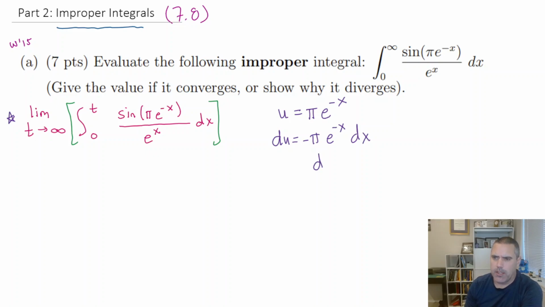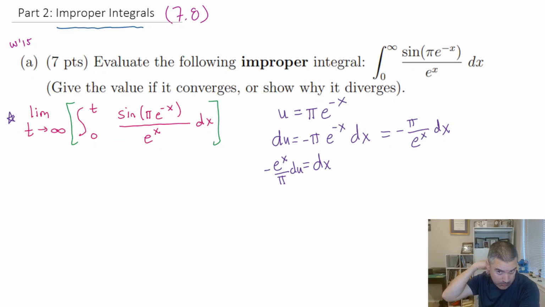Okay, let's solve for dx. dx is going to be negative pi. At some point, I really should rewrite this as negative pi. Negative exponents are fine for derivatives, but tend to lead to confusion when it comes to algebra. As I was about to make a mistake there, I need to move it to the other side, so I'm going to write negative e to the x over pi du.